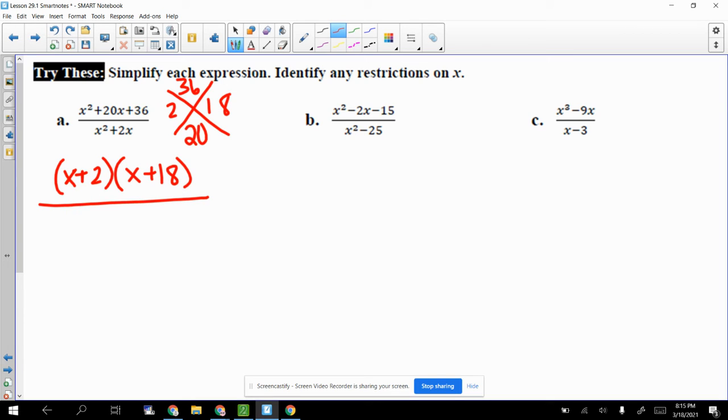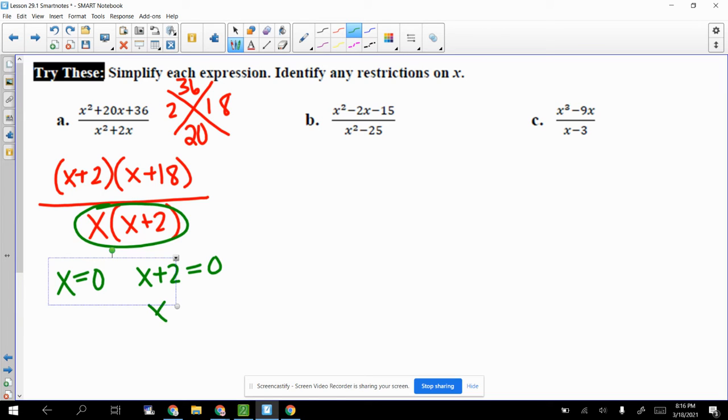Okay, then on the bottom, this one's not a trinomial, so we're not going to do a big X, but we can take out a GCF. So we can take out an X, and we'll be left with x plus 2. Okay, so that's step 1. We factored the top and the bottom. Then step 2, we need to set the denominator equal to 0. So we're going to set x equals 0 and x plus 2 equal to 0. So this is going to be x equals -2 when you subtract that over to get x by itself. So now we know x cannot equal 0 and cannot equal -2. Otherwise, that would put a 0 in the denominator, which is undefined.